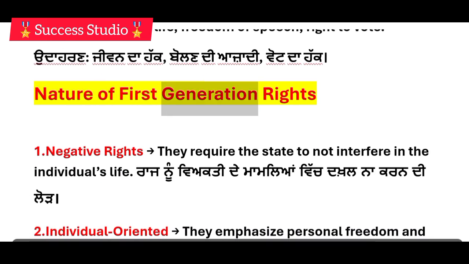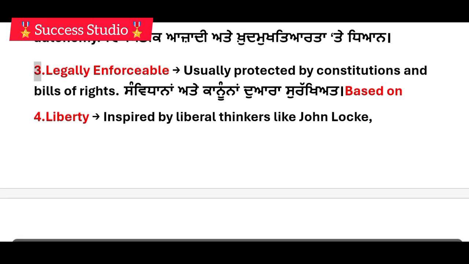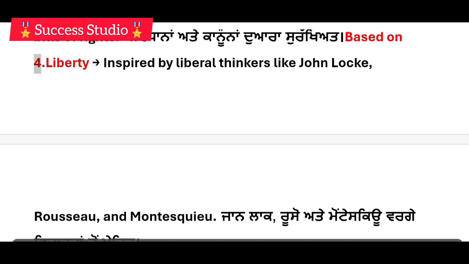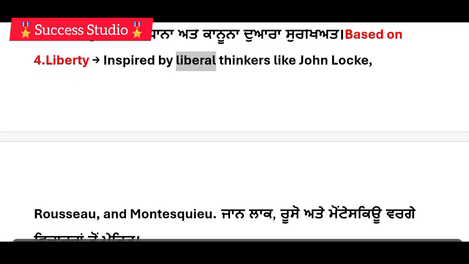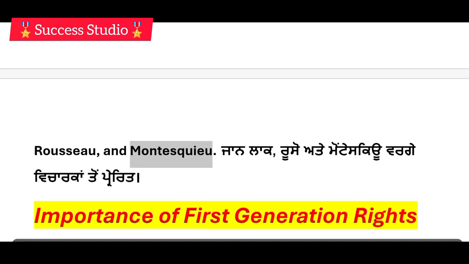Nature of first-generation rights. 1. Negative rights. They require the state to not interfere in the individual's life. 2. Individual-oriented. They emphasize personal freedom and autonomy. 3. Legally enforceable, usually protected by constitutions and bills of rights. 4. Based on liberty, inspired by liberal thinkers like John Locke, Rousseau, and Montesquieu.